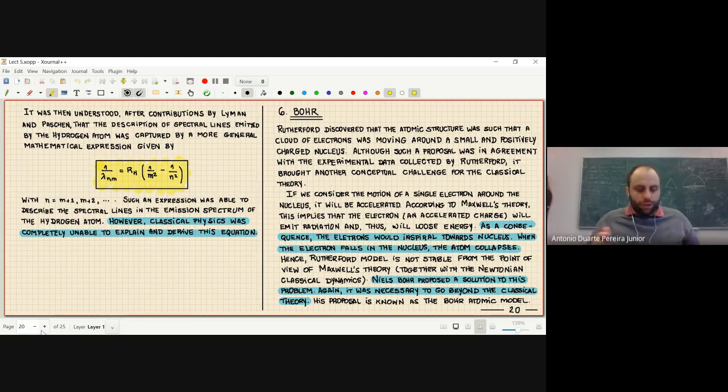So we are going now to discuss the atomic model proposed by Bohr that introduced a very important concept that will be the basis of the quantum theory.